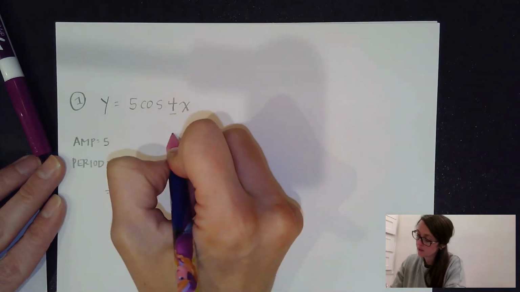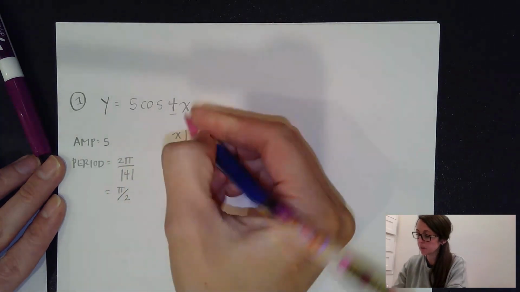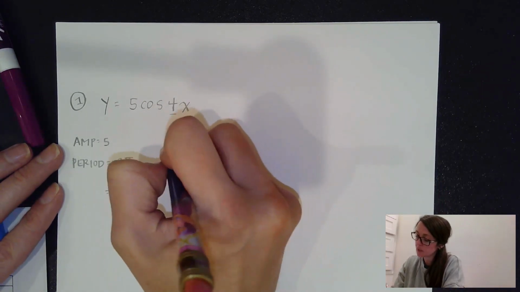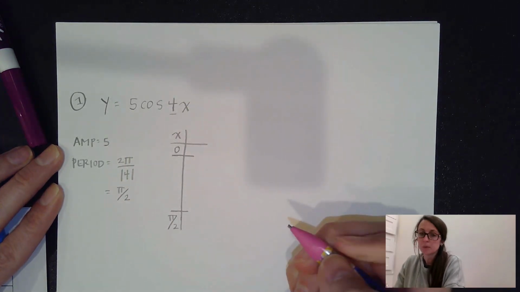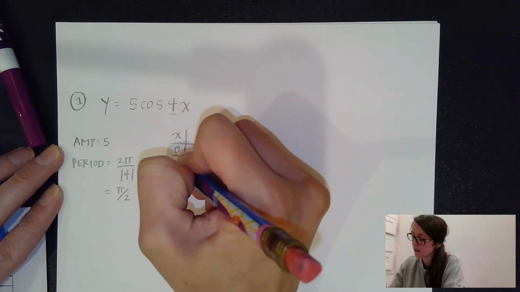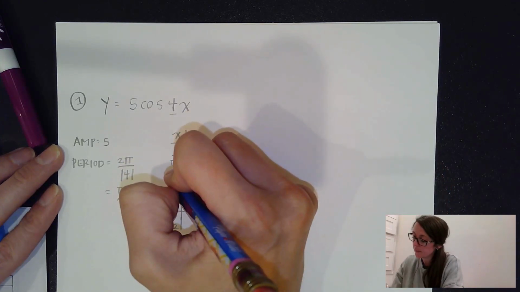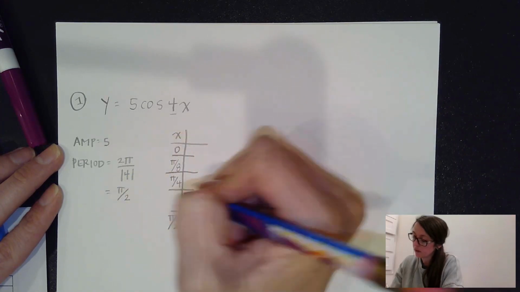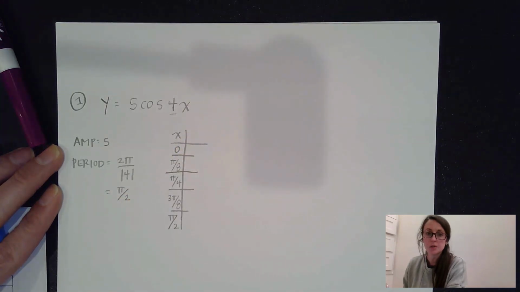Okay. So that means my x values are going to have to be shrunk a little bit, because my period is normally 2 pi. So I want to go from 0 all the way to pi over 2. Okay, so I'm going to divide that pi over 2 by 4. So that's going to be what? Pi over 8 will be your next value. Pi over 8 plus pi over 8 is 2 pi over 8. And then 3 pi over 8, and then 4 pi over 8, which gives me pi over 2.